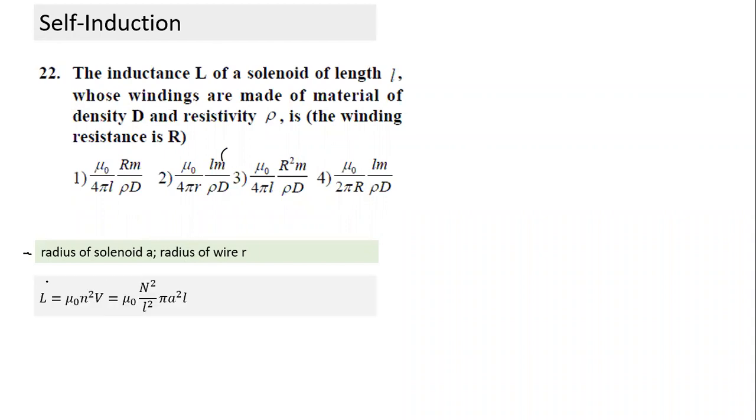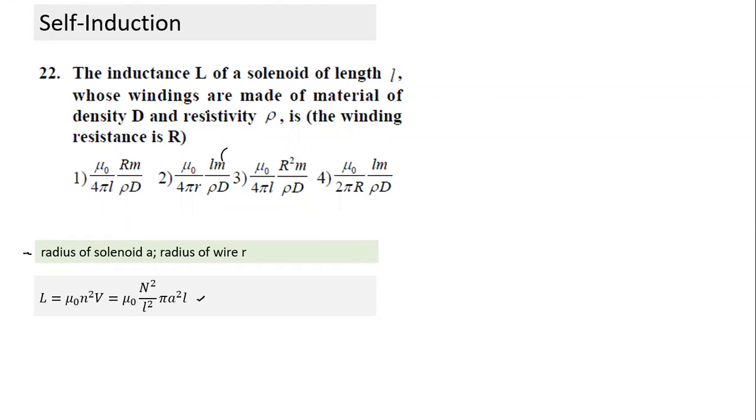What are the terms which are relevant here? We need to find the value of inductance. So let's write what inductance is equal to. Inductance is mu naught into N square V. So I could have written the number of turns equal to total number of turns divided by L. So it's simple. I've just substituted these values for L. But here the answer is not in these terms.